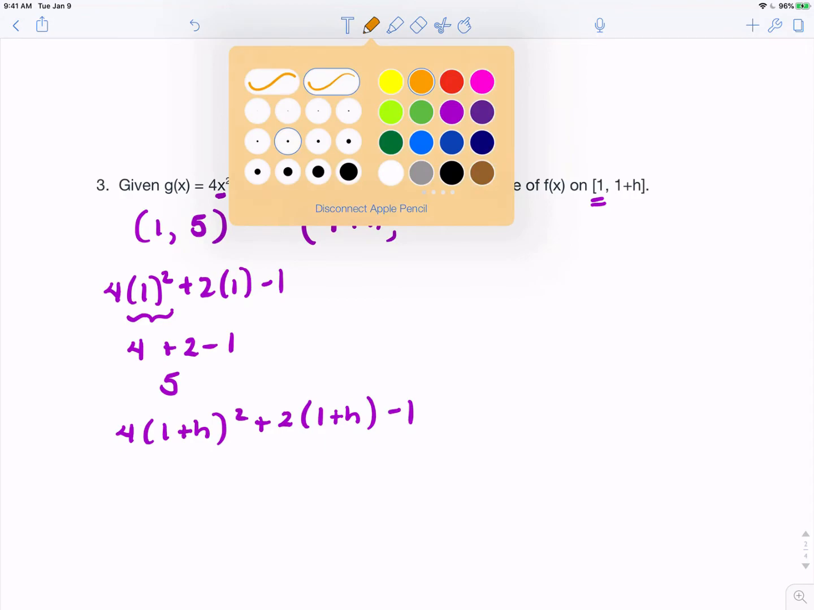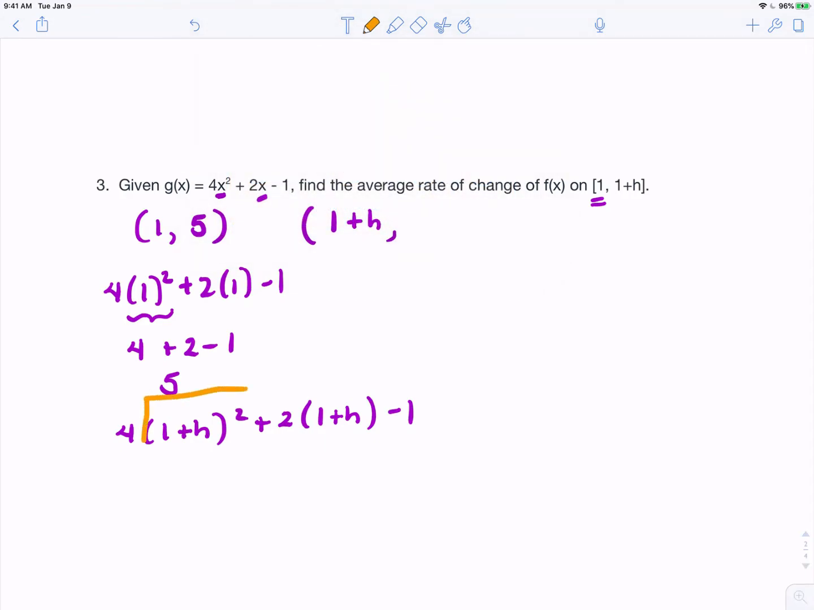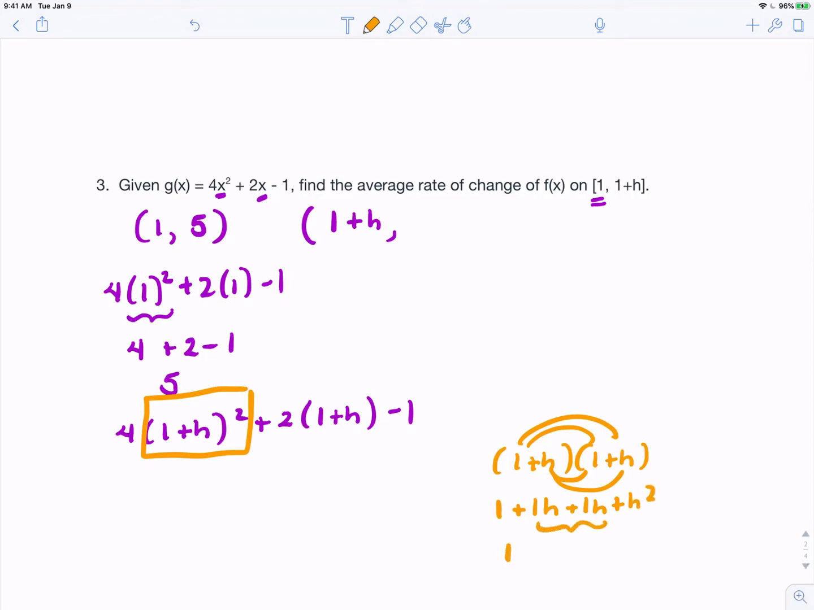Now we've reviewed this several times, but I just want to remind you, to do this problem, that means 1 plus h times 1 plus h. You have to distribute, or FOIL, whatever you're used to doing. We're going to have 1 plus 1h plus 1h plus h squared. Notice that we come up with 1 plus 2h plus h squared. So remember to be careful when you distribute.